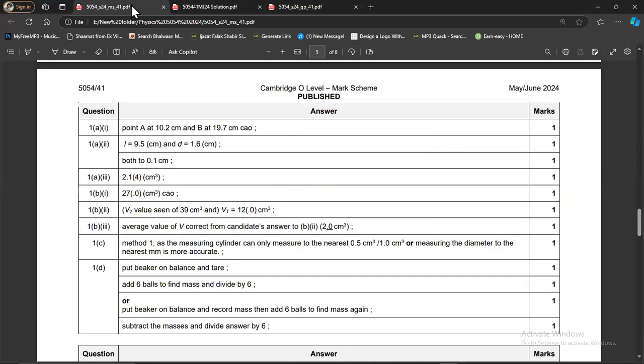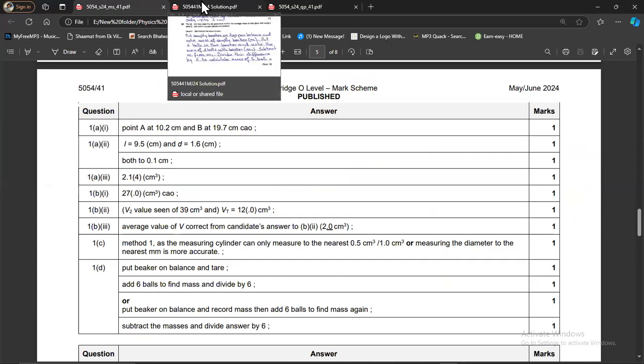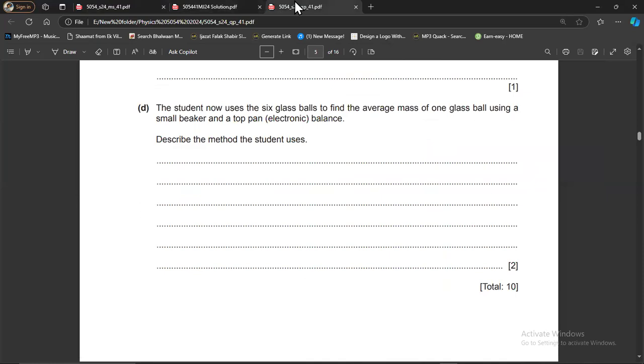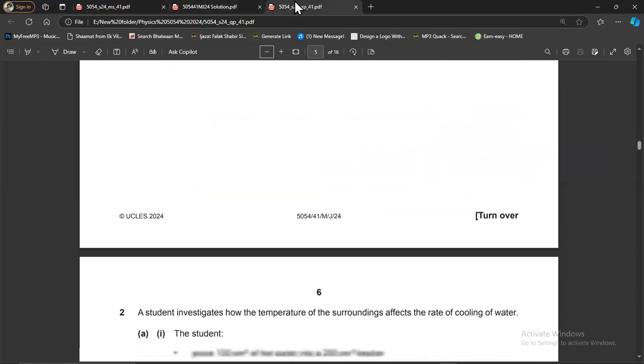So you can see question number 1D part, the marking scheme is showing up on your screen. You can pause the video and take your time with this marking scheme. This is my answer. I hope you can write a better answer. This is just an idea of how to write this.